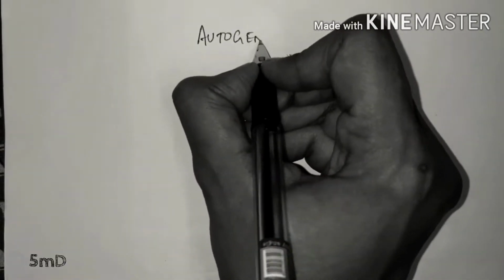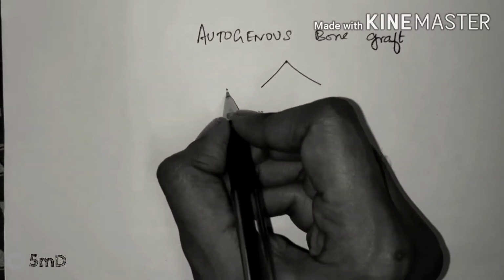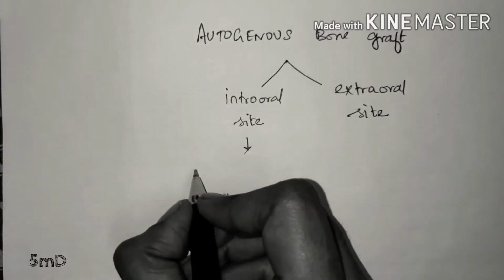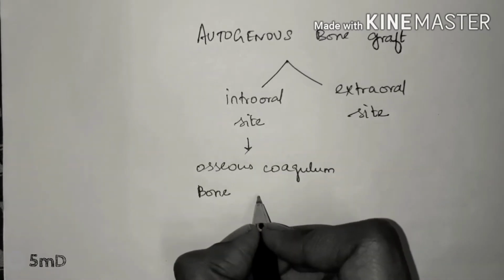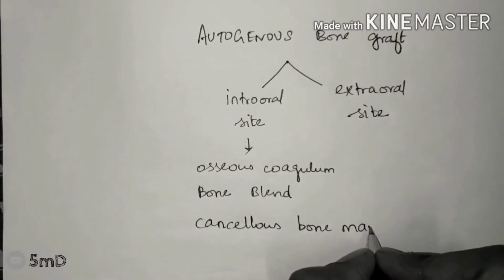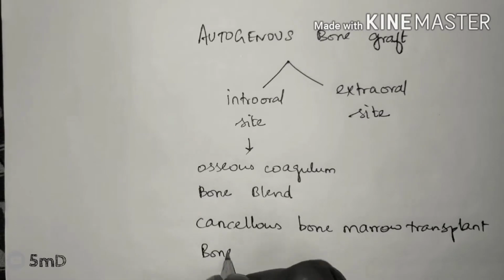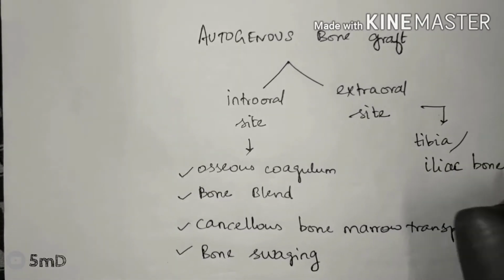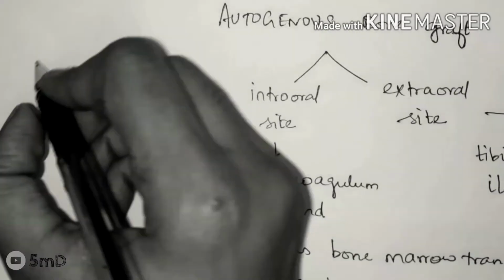Now let us see in detail about autogenous bone grafts. It can be either obtained from intraoral sites or extraoral sites. Intraoral site bone grafts commonly used include osseous coagulum, bone blend, cancellous bone marrow transplant, and also bone swaging. Grafts from extraoral sites include bones like tibia or iliac bone.